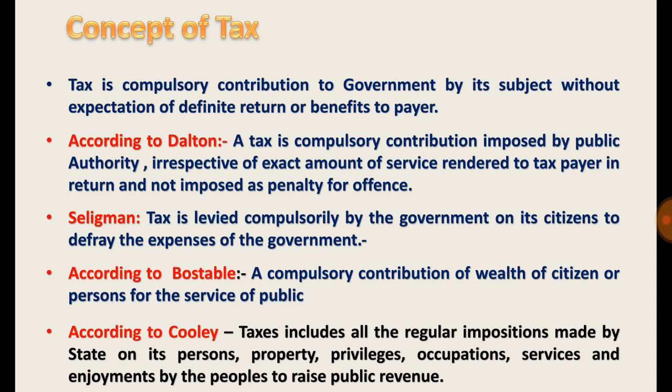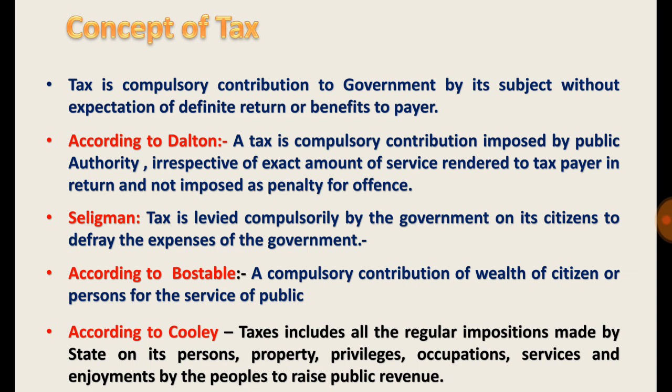Then the second definition. Seligman defines tax, and according to this definition, the tax is levied compulsorily by government on its citizens to defray the expenses of government. Again, you can find the same things. Tax is the compulsory amount taken by government from its citizens, and the purpose is to collect the amount necessary for the expenses of government. So tax is necessary because, who is government? Government is we, the people. We want government to act for our benefit, so it is our responsibility to fund the government, by which it shall run its activities.